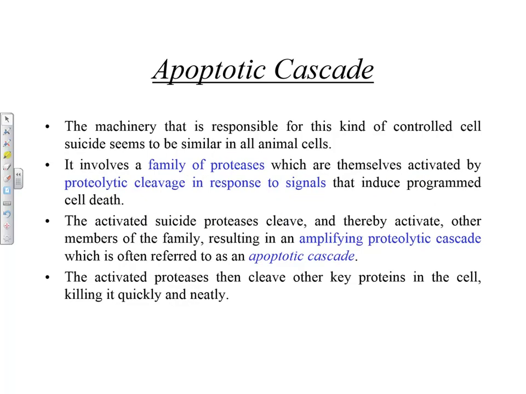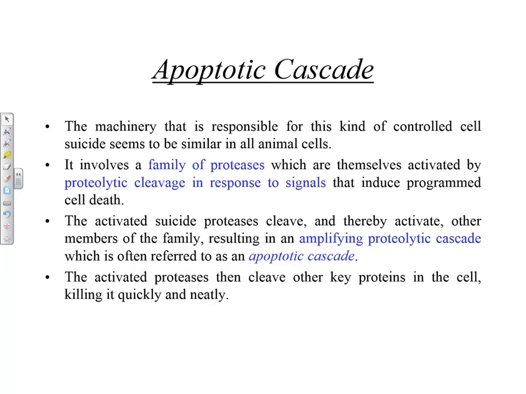Now the machinery that is responsible for this kind of controls cell suicide seems to be similar in all animal cells. It involves a family of proteases. Remember, we talked about enzymes which break up proteins are called proteases. Okay, so there's a family of proteases, and in fact they are called caspases. Okay, cysteine aspartate protease. So they have the cysteine and aspartate as their amino acids. Okay, they're called caspases. So it involves a family of proteases which are themselves activated by proteolytic cleavage in response to signals that induce programmed cell death.